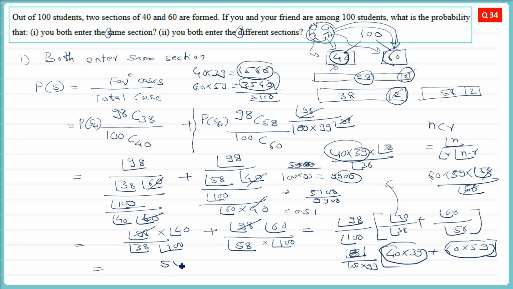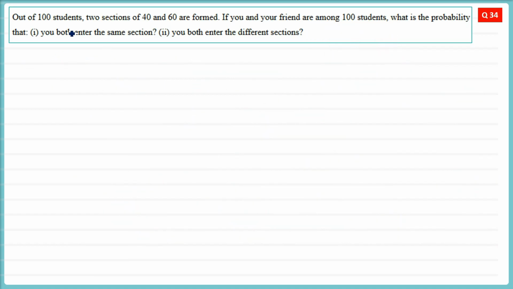So eventually 5100 divided by 9900 comes out to be 17 by 33, or you can call it 0.51. Now we have already computed the first part, that you both enter the same section. The probability of the same section is 0.51. Now the second part says you both enter different sections. That means you are not going to the same section.